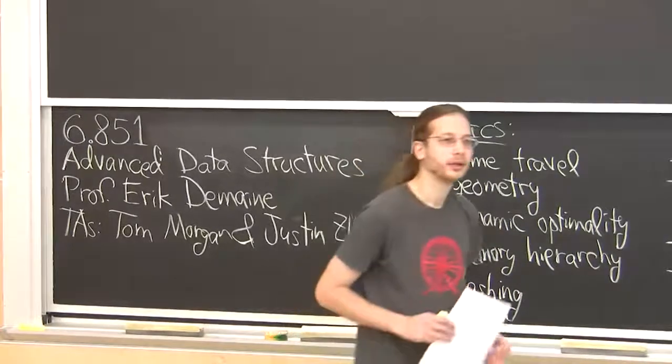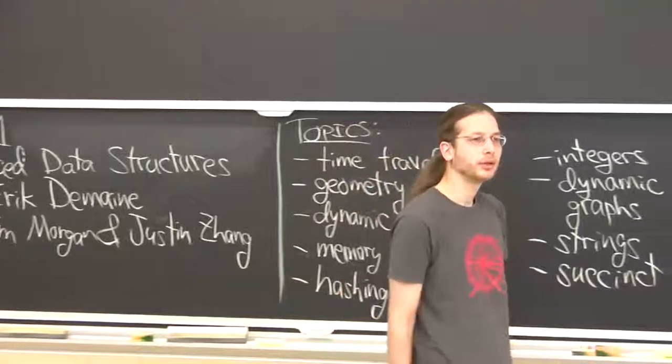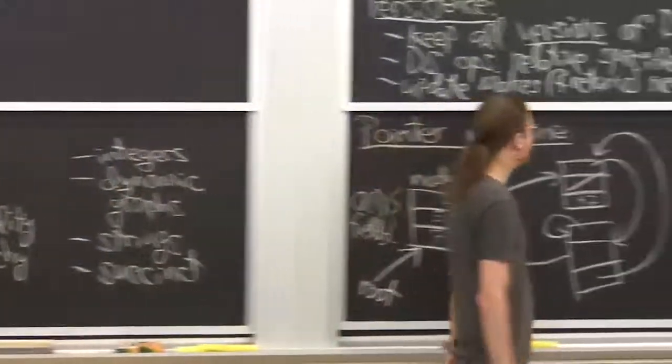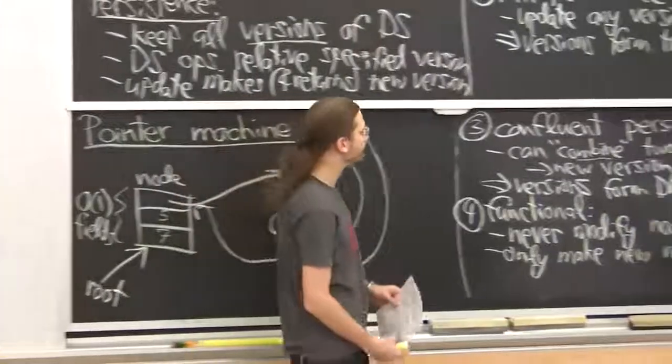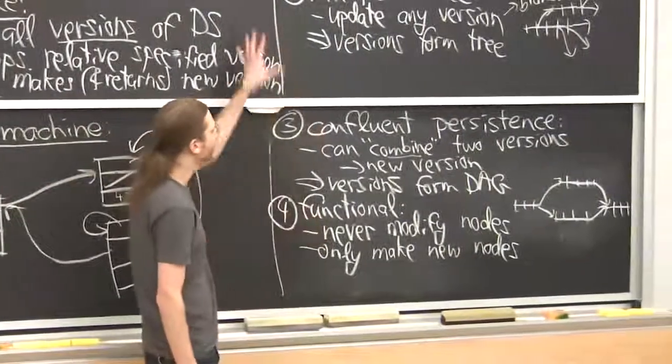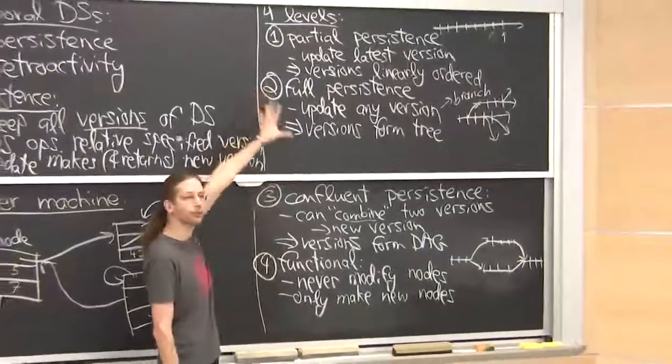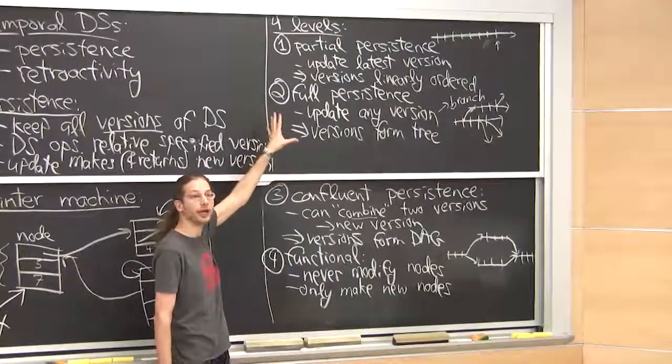Yeah. I'm still confused about functional. What does functional mean? Don't change the data structure. I guess you'll see what functional looks like. You'll see in a moment how we actually implement partial and full persistence. We're going to be changing nodes a lot.